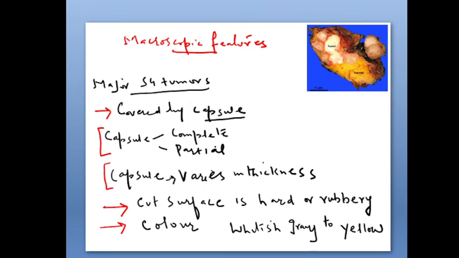Now, after removal of the salivary gland, there are some distinct features. Major salivary gland tumors, particularly of the parotid, are covered by a capsule. This capsule is many of the times complete, but it can also be incomplete or partial. The capsule or covering varies in thickness. The cut surface is hard or rubbery, and the color ranges from whitish gray to pale yellow.